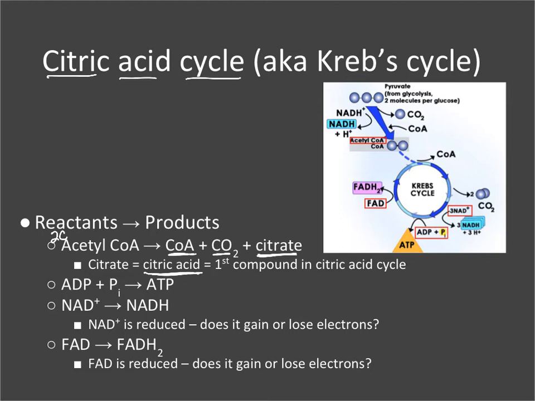In addition to kind of rearranging and juggling some carbons, we also make some ATP in the mix. So you can see here that we make some ATP. Now this ATP is made similar to the ATP that was made in glycolysis. So this is also known as substrate level phosphorylation.